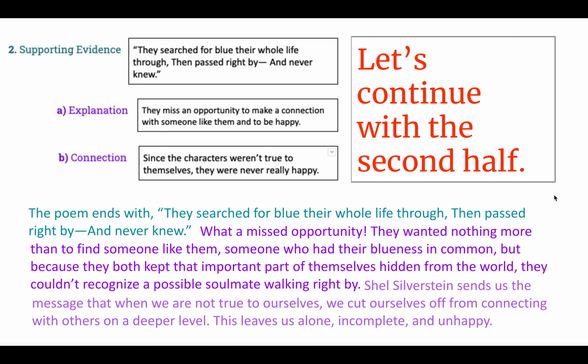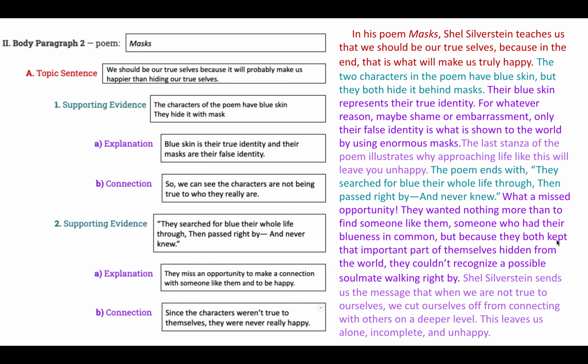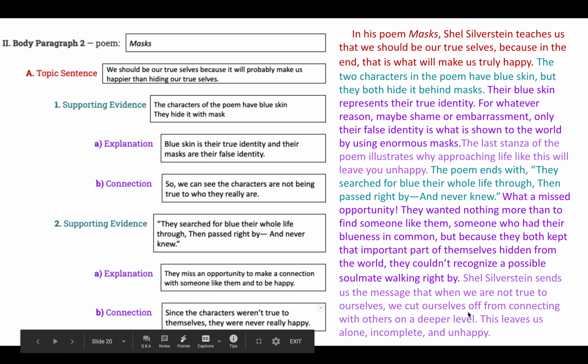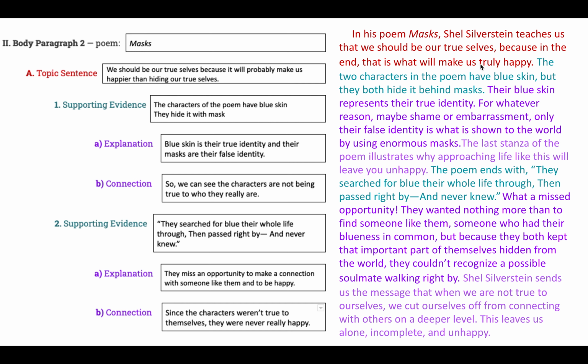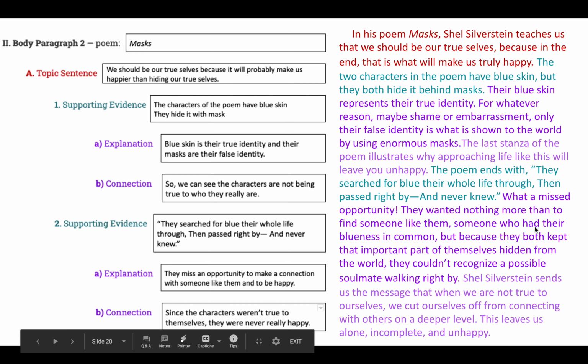Now my connection. Shel Silverstein sends us the message that when we are not true to ourselves, we cut ourselves off from connecting with others on a deeper level. This leaves us alone, incomplete, and unhappy. So you can see that I ended this paragraph telling you why all this that I just talked about proves that being our true selves makes us truly happy. I've taken all of this and I've put it into something that flows.